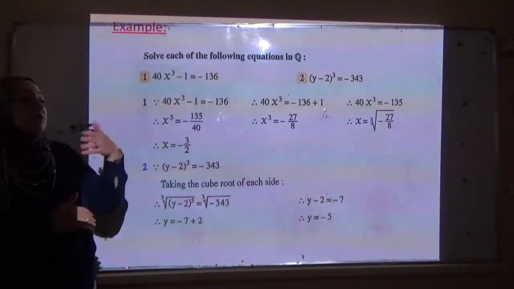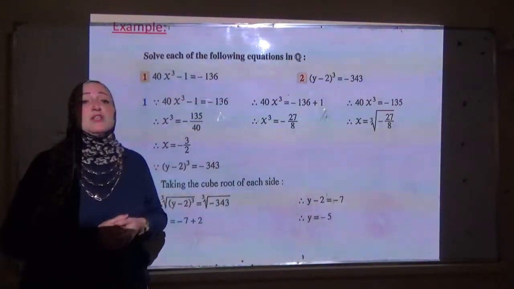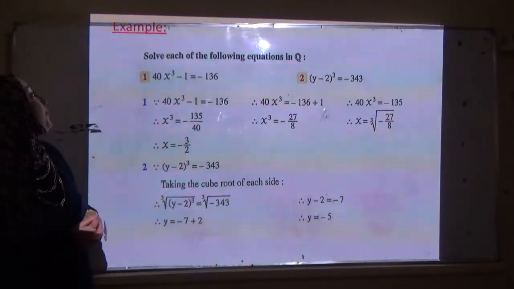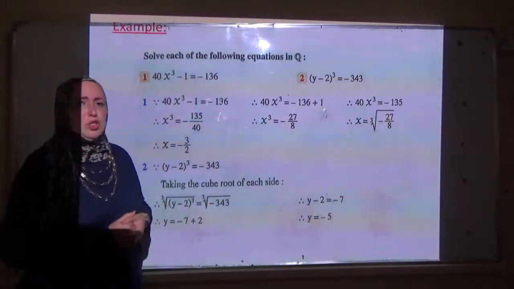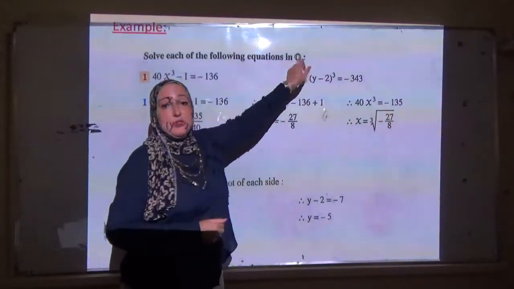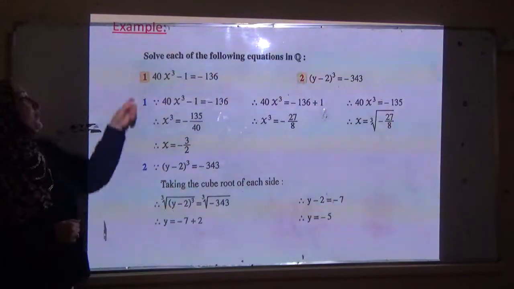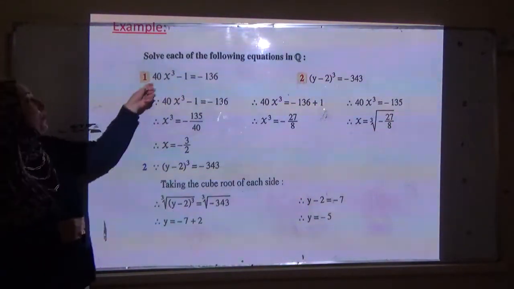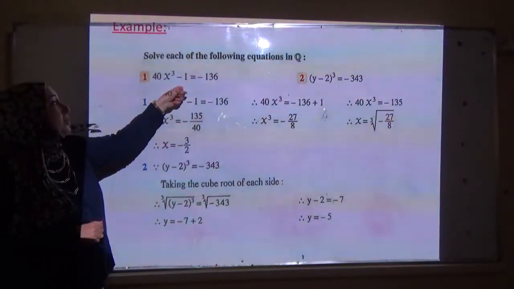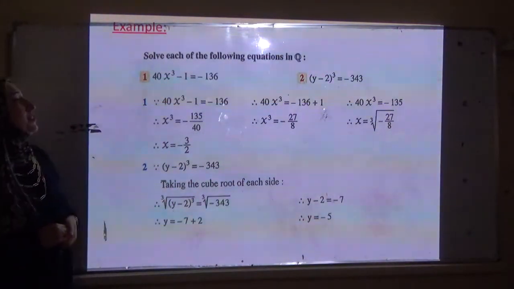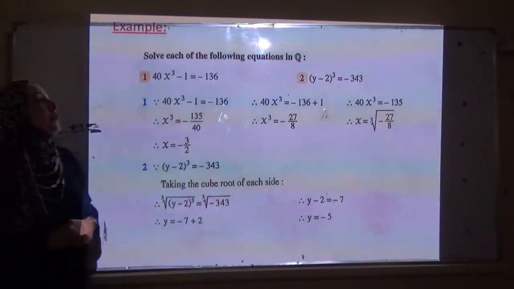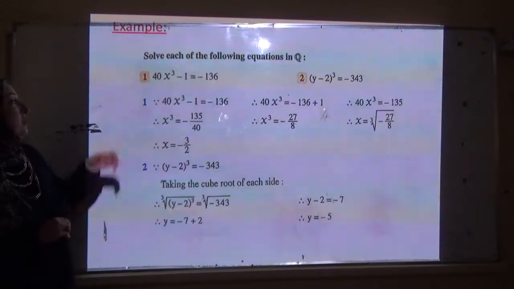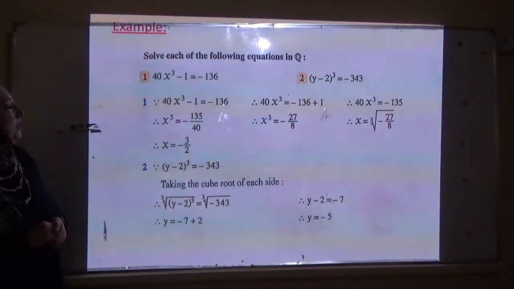Let us try another example by solving equations. Solve each of the following equations in Q. Q? Yes, Q, the set of rational numbers. The first one, 40x^3 minus 1 equals negative 136. The other one, (y minus 2) all to the power 3 equals negative 343. Let us start with number 1.